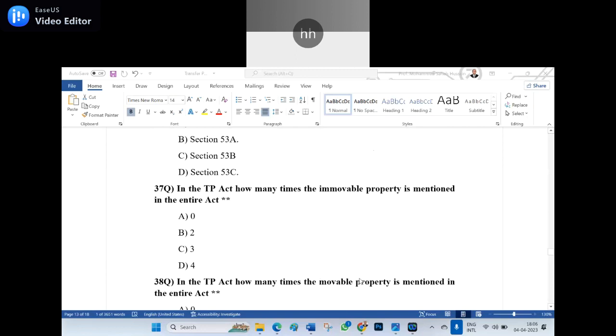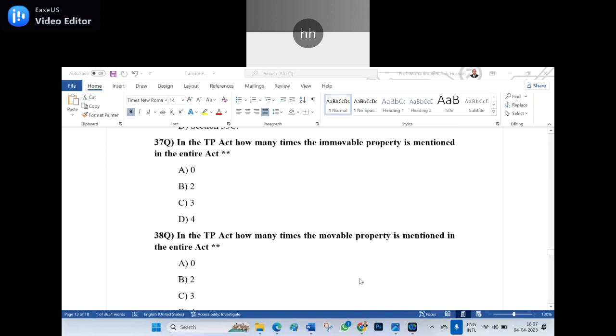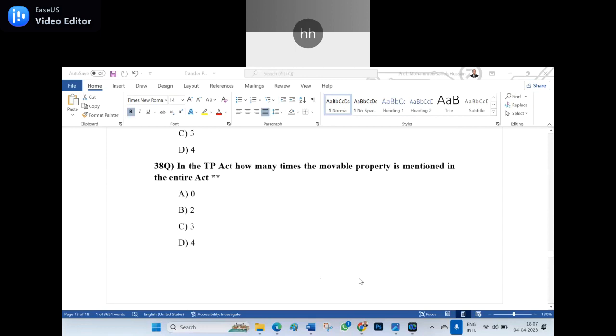37th question. In the TP Act, how many times is the immovable property mentioned in the entire Act? A, 0, B, 2, C, 3, D, 4. D, 4 is the right answer. And the 38th question. In the TP Act, how many times is the movable property mentioned in the entire Act? A, 0, B, 2, C, 3, D, 4. B, 2. Repeat, B, 2. Wrong. C, 3. Wrong. D, 4, sir. Wrong.